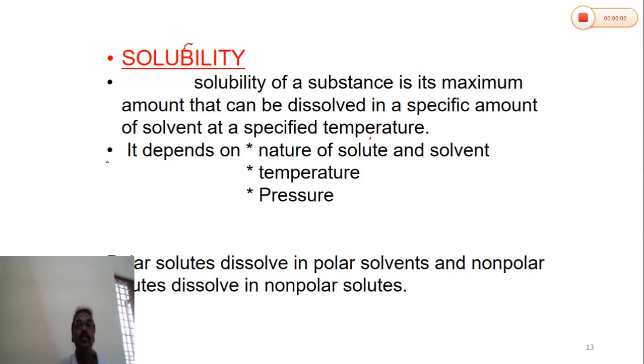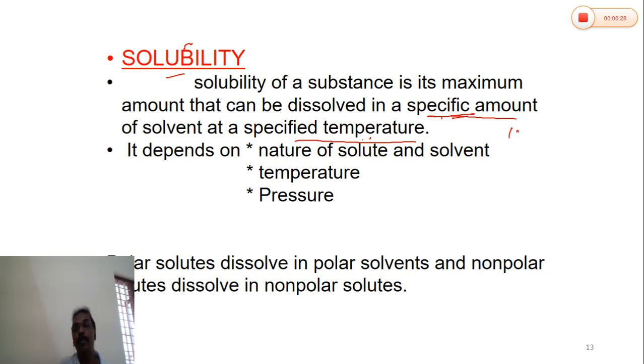Today we will study solubility and Henry's law. What is solubility? Solubility of a substance is its maximum amount that can be dissolved in a specific amount of a solvent at a specified temperature. The temperature should be the same and specific, and the amount of solvent should also be specific.